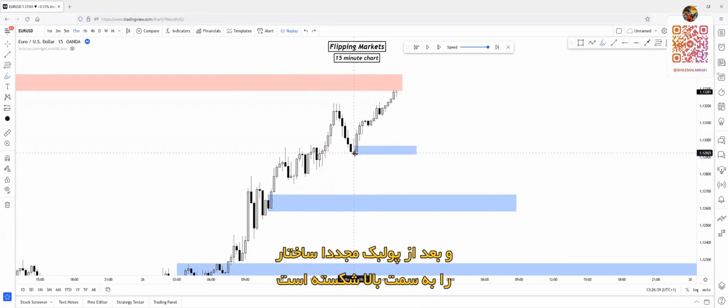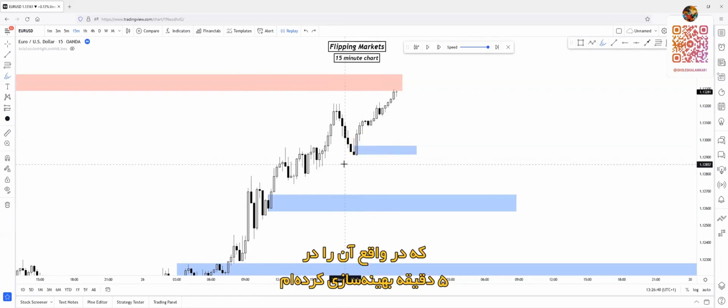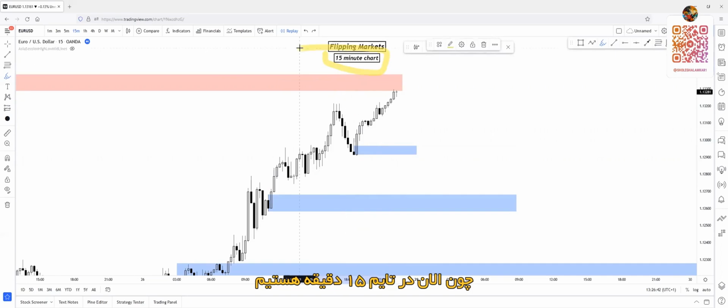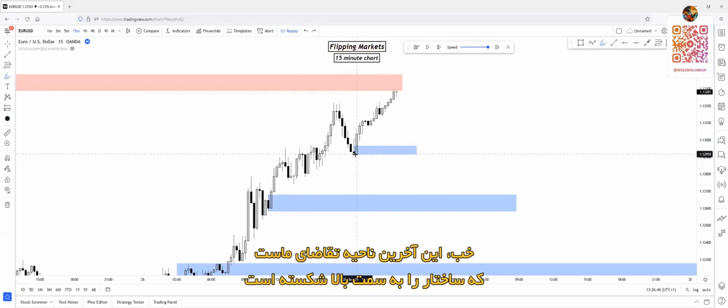And after the pullback, it created a break of structure to the upside again from this demand zone. But actually, I refined this zone on the 5-minute chart because we are currently on the 15-minute chart. But we'll talk about refinements in the next video. Okay, so we have this demand zone that created the last break of structure to the upside.